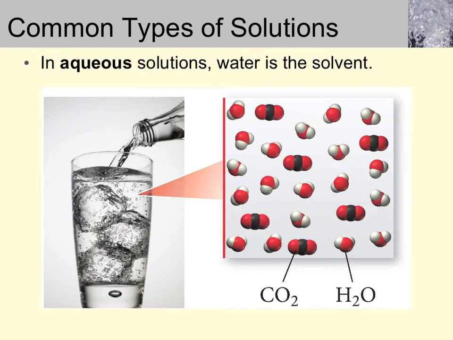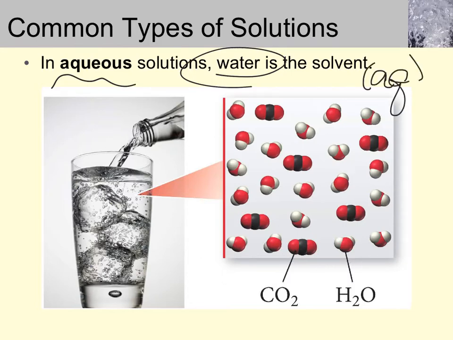The most common type of solution are those that have water as the solvent, and those are called aqueous solutions. So you'll see a lot of that in chemistry. It's abbreviated AQ. And aqueous means whatever you're talking about is dissolved in water.